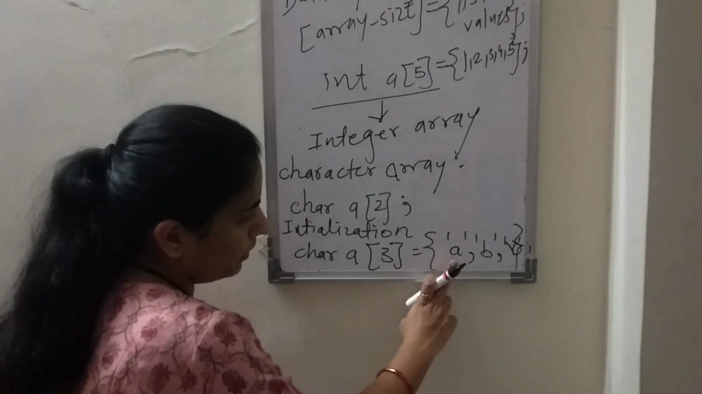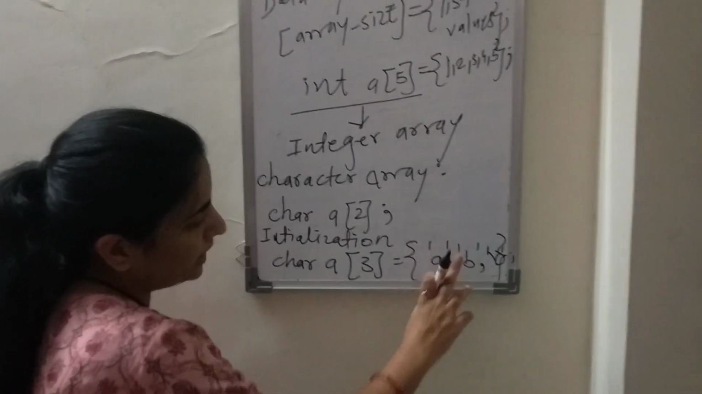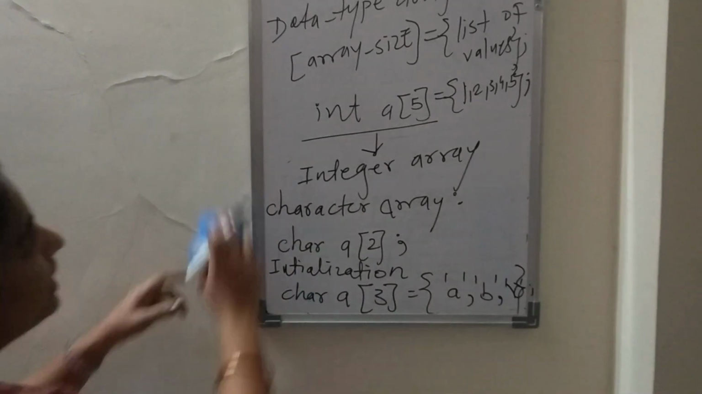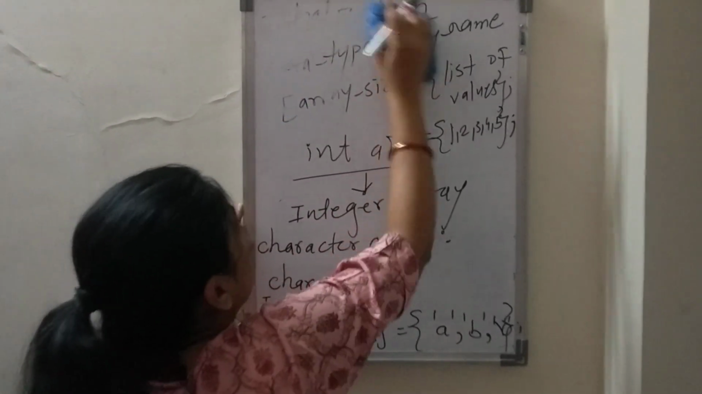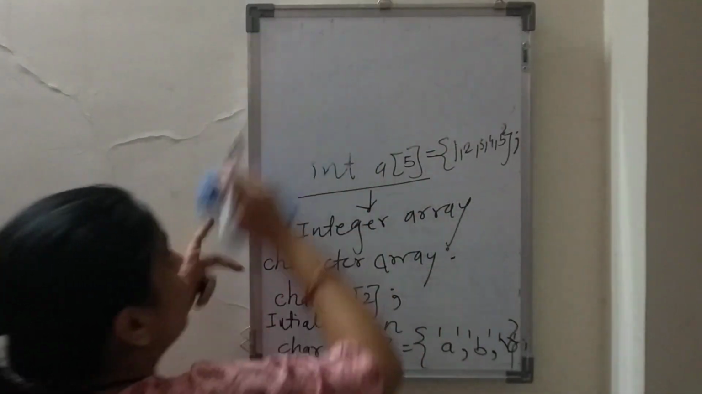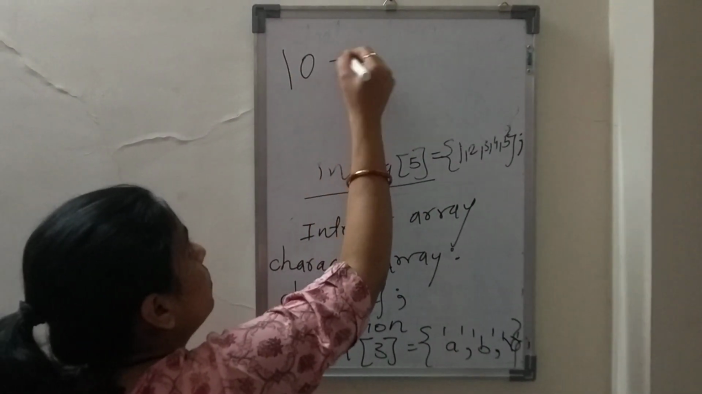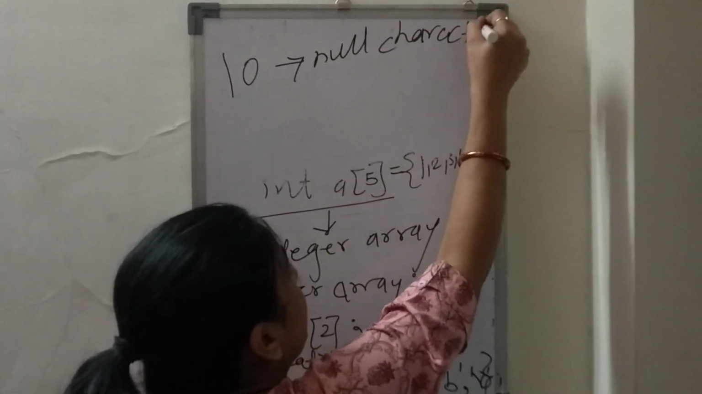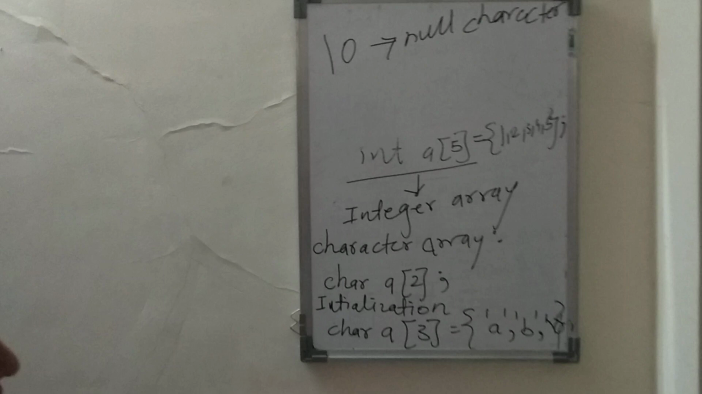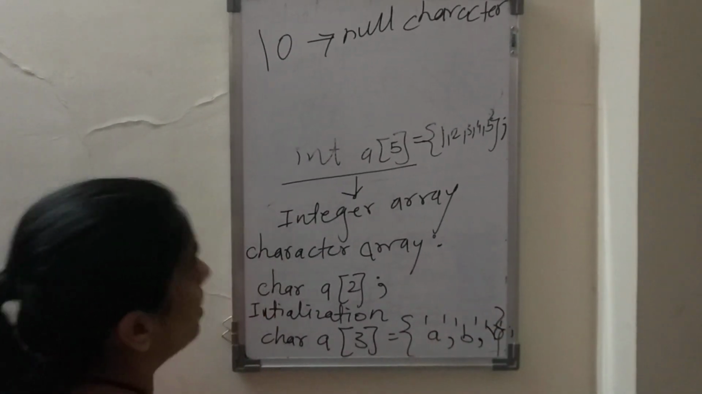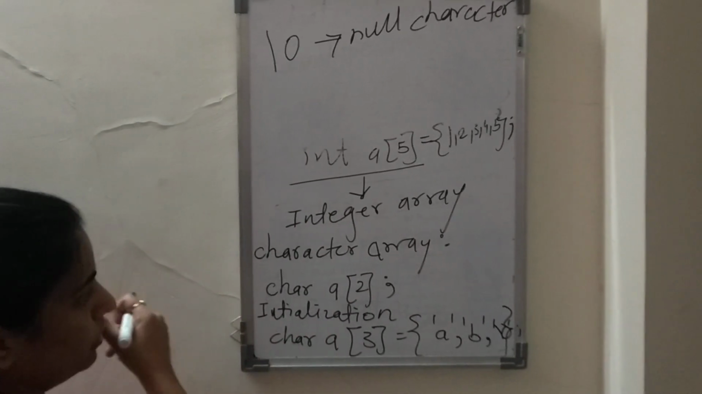P is equals to in single quotes A, in single quotes B, and this is \0. Now character array always terminates with null character. So this \0 is what? It is null. So this \0 is null character in C programming. Character array always terminates with null. So the size is 3, first A, B, and this is null. This is character array. Okay.